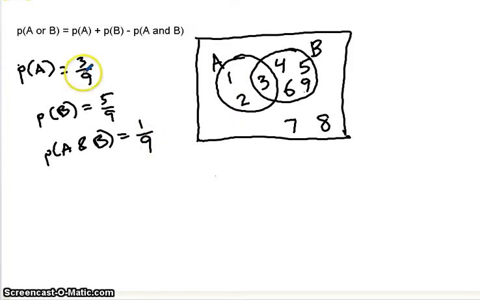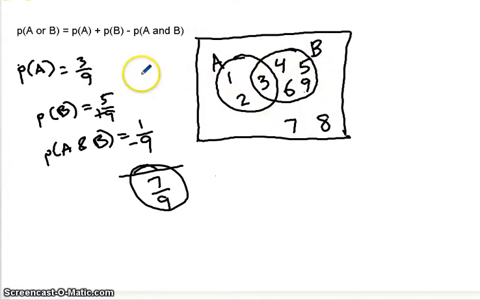So if we add these two together and then subtract 1 out of 9, 3 plus 5 is 8, minus 1 out of 9 is 7. And if we count 1, 2, 3, 4, 5, 6, 7, indeed, 7 out of the 9 outcomes are either in event A or event B. Okay, so that's the addition rule.